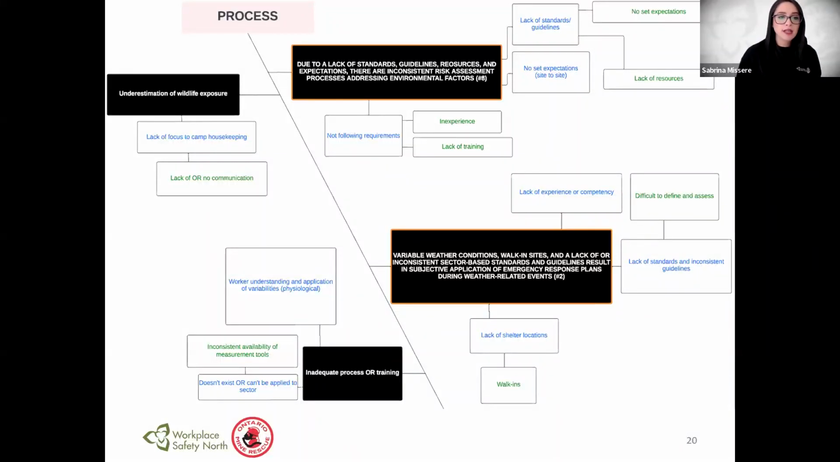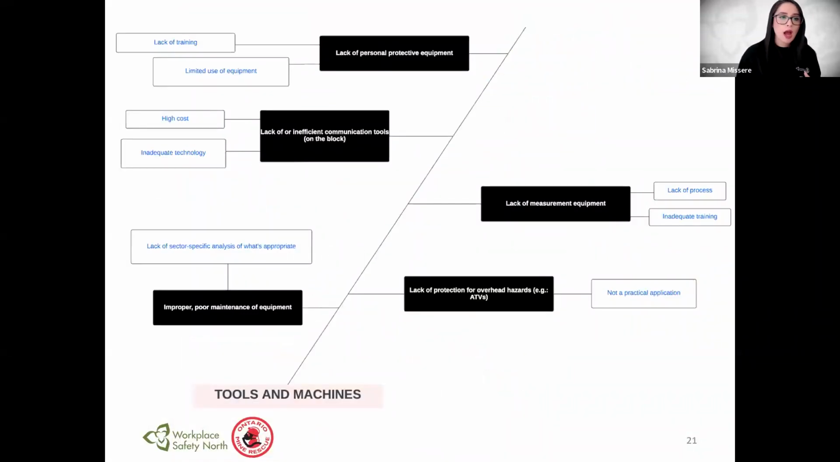Now, lastly, we talked about tools and machines. What's interesting here, there was a lot of discussion around tools and machines, but none of the primary factors did make it into the top 10. Not an issue. We still want to give them the respect they deserve.